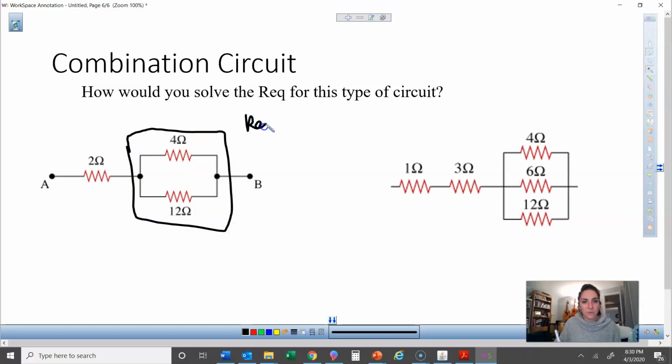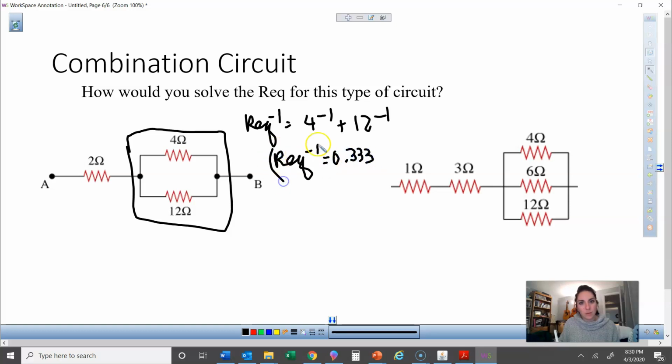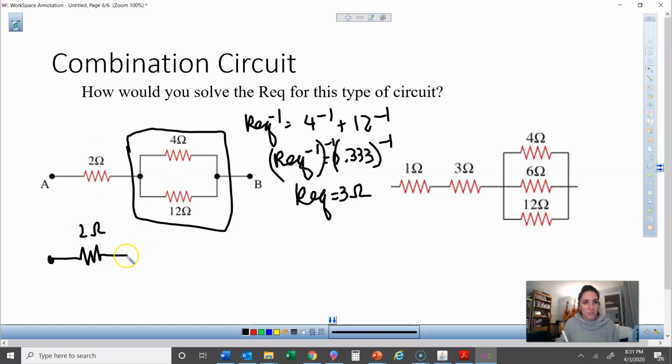The REQ for this, since it's in parallel, will be 4 to the -1 plus 12 to the -1, which gives me REQ to the -1 equals 0.333. Remember, I have to do that last step and take the inverse again. And the REQ here is 3. So in other words, I have a 2 ohm resistor, which I just took and dropped down, and I squished this down into a 3 ohm resistor.